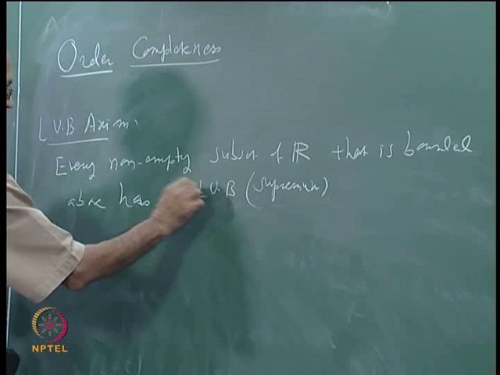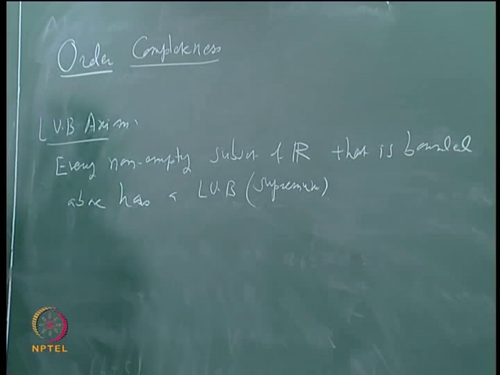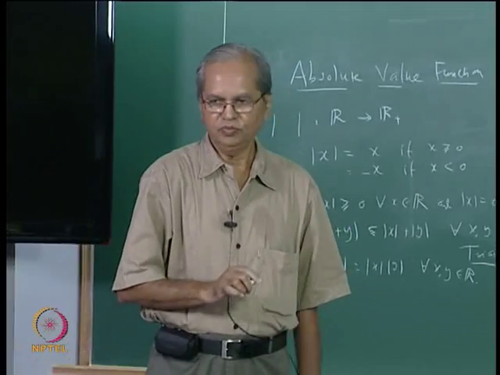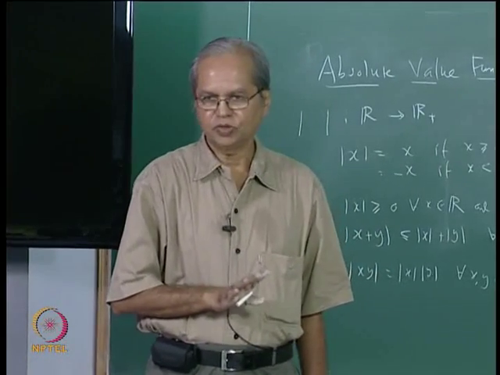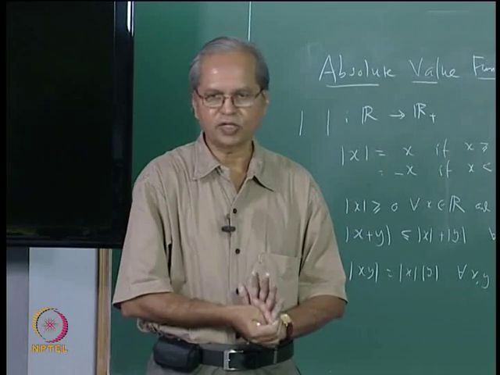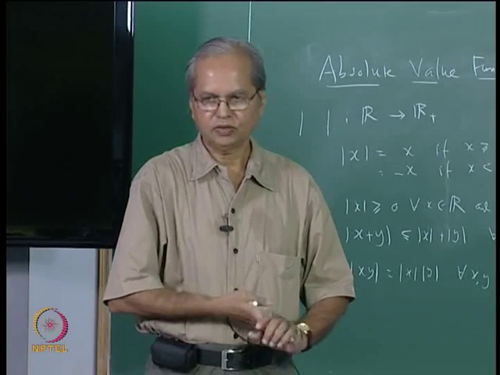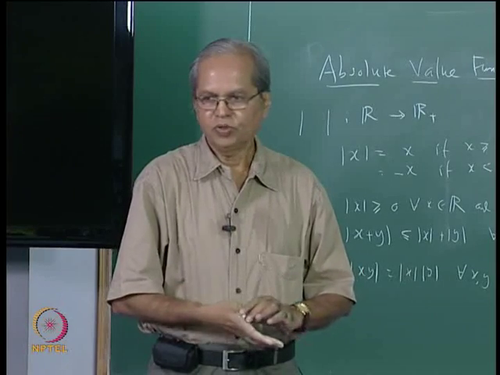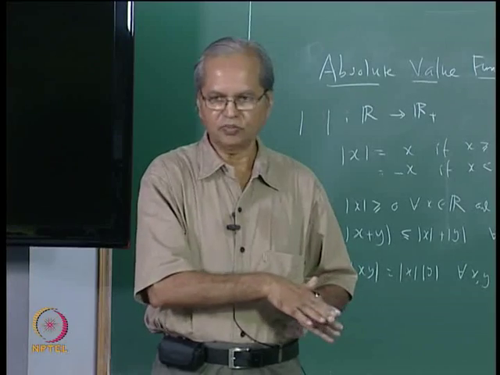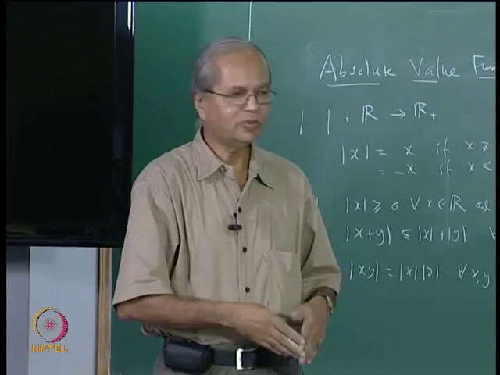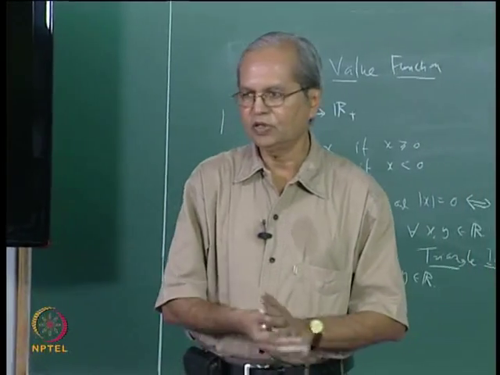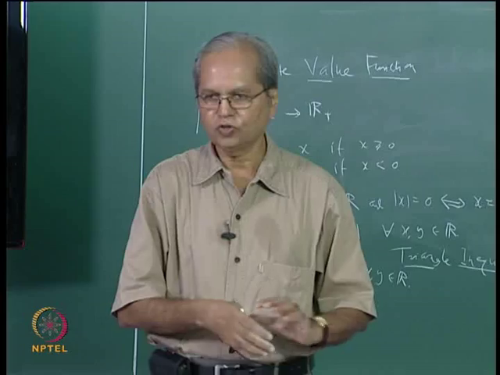And this is a property which distinguishes the real number system from the rational number system. We can show that rational numbers don't have this property. One can easily construct subsets of rational numbers which are bounded above but which do not have a least upper bound. Of course, by that we mean a least upper bound in rational numbers. Because the rational numbers are also a subset of R, obviously some real number will be a least upper bound, but that is not what we are looking for.